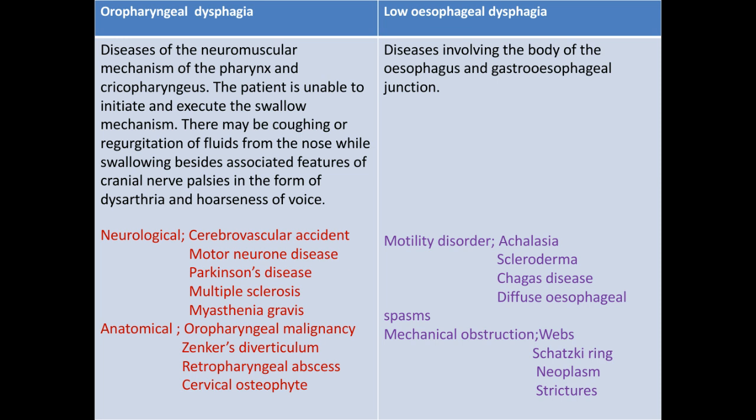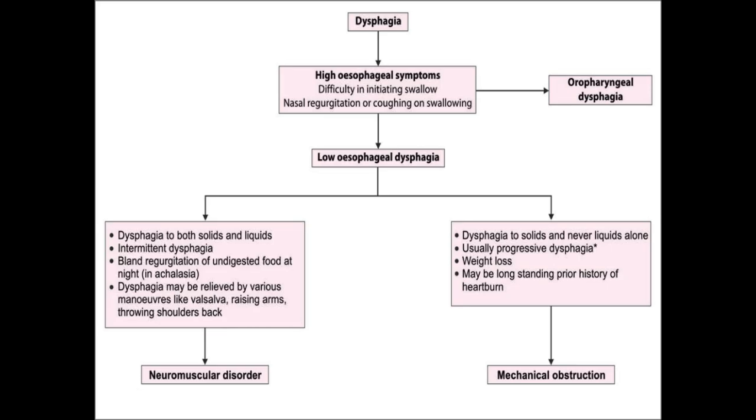The lower esophageal dysphagia will involve the body of the esophagus and the gastroesophageal junction. Examples are achalasia, scleroderma, Chagas disease, and diffuse esophageal spasm. If it is a mechanical obstruction, it could be due to esophageal webs, Schatzki's ring, neoplasms, and strictures.